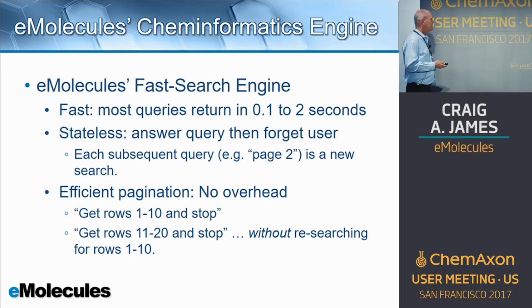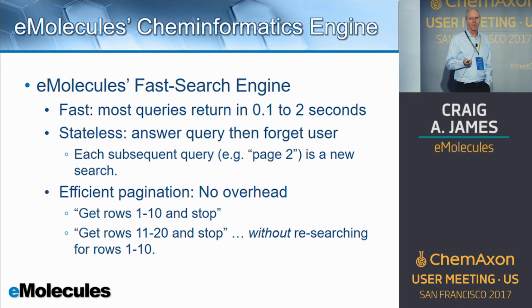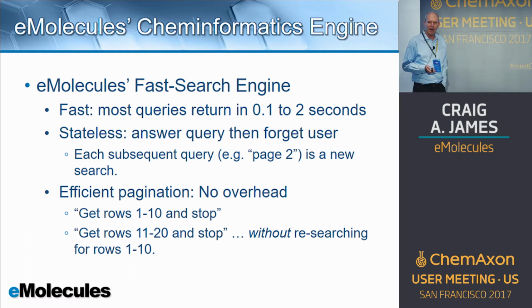So it's super efficient. If you say, give me rows 1 through 10, which is page 1, and stop, it stops when it gets to the 10th row. And then when you say, get me page 11, it starts exactly where it left off before, and then it goes without redoing page 1. And that's one of the flaws in relational databases. They're not very good at that.